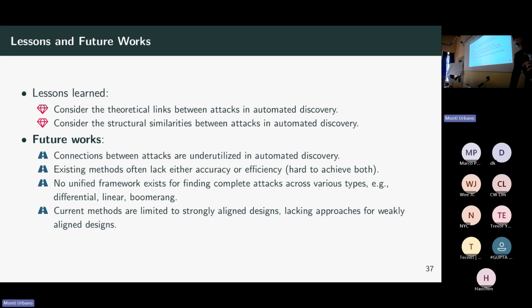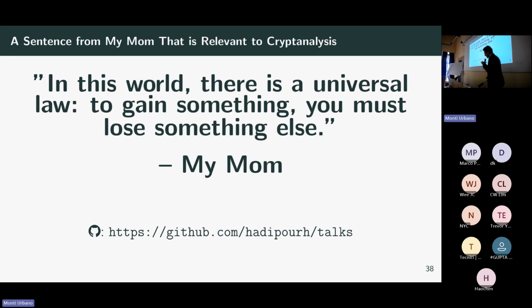We should fill them. I want to finish this talk with a sentence of my mom, actually, which is relevant to cryptanalysis. In this world, there is a universal law. To gain something, you have to lose something else. If you are working on cryptanalysis or automation of cryptanalysis, you cannot achieve efficiency and accuracy at the same time. If you want to achieve accuracy, you need to lose some efficiency, like the tools for division property and monomial prediction. And if you want to achieve efficiency, you need to lose accuracy. This is a universal law. You cannot break it. If you go that direction, it's wrong, I think. You should be careful about that.